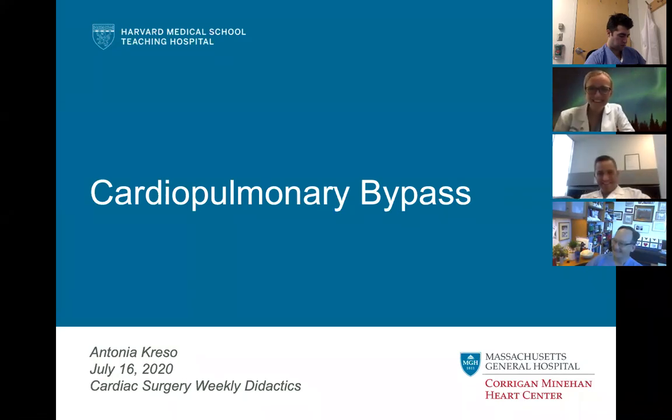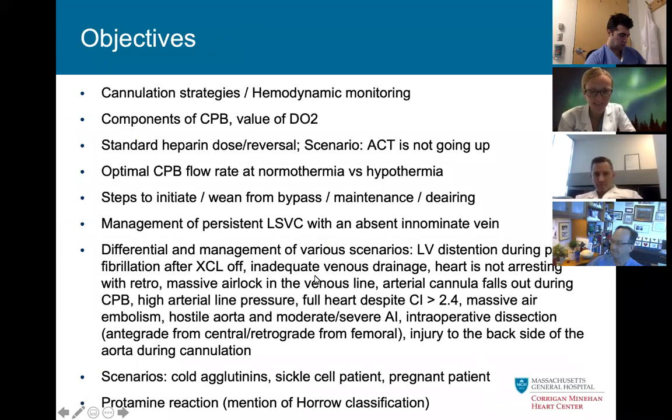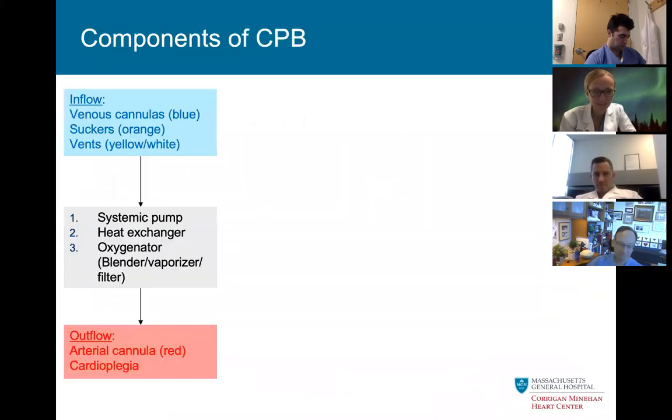All right. The topic for this week's discussion is going to be principles of cardiopulmonary bypass. It's a fairly densely packed lecture with multiple objectives, which are listed here. We're going to dive right in by talking about the components of cardiopulmonary bypass. I think we have Bill joining us from perfusion as well. If there's anything, please chime in.